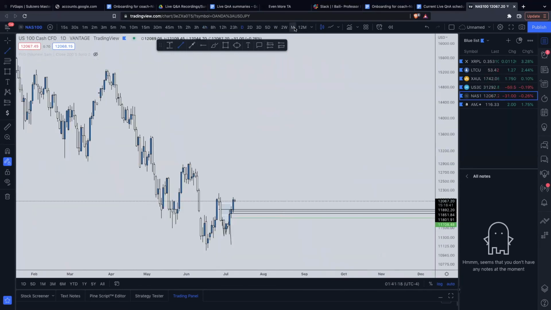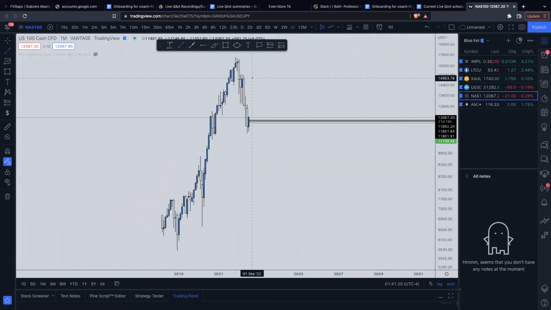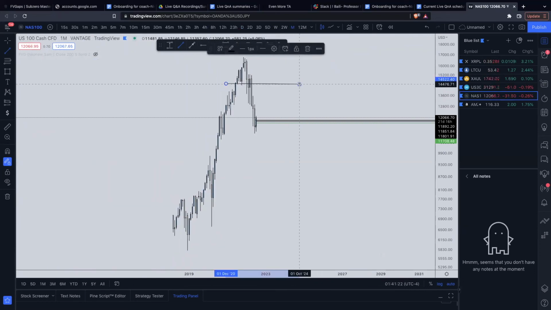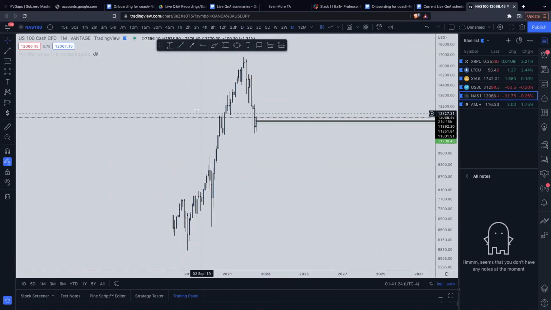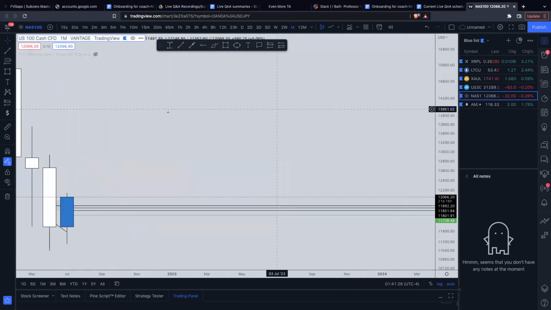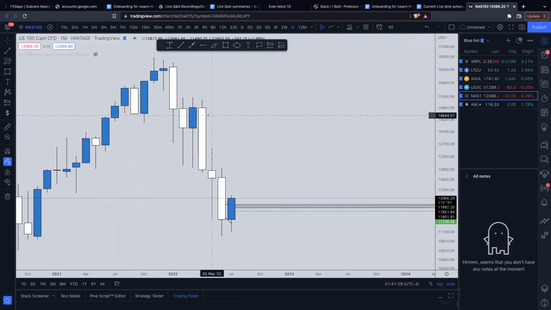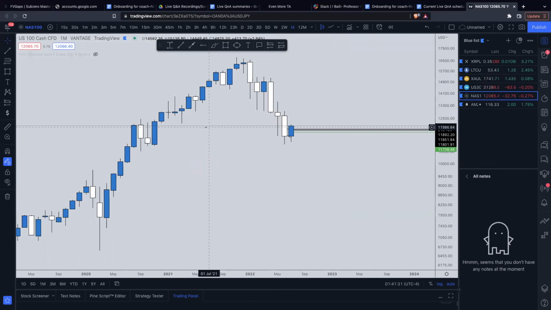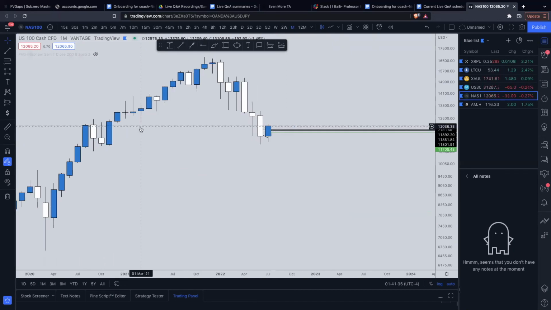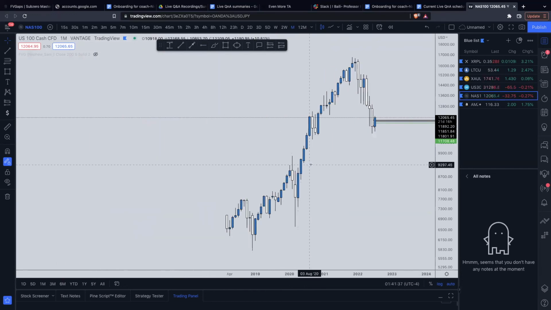NASDAQ is going to be the same thing. You know, Dow Jones, NASDAQ is the tech. The NAS 100 is going to move very, very similar. So if we go ahead and take a look, we see very similar movement.